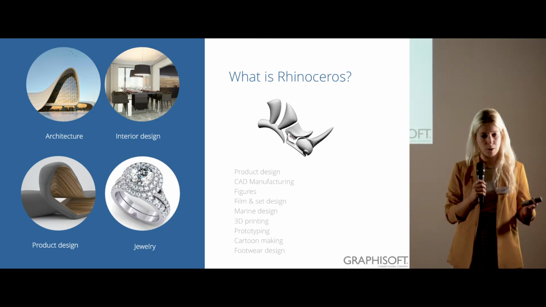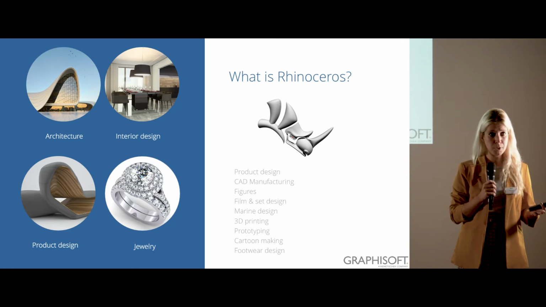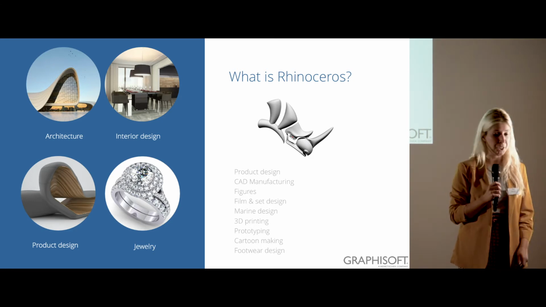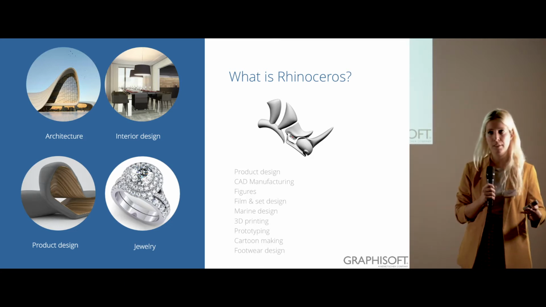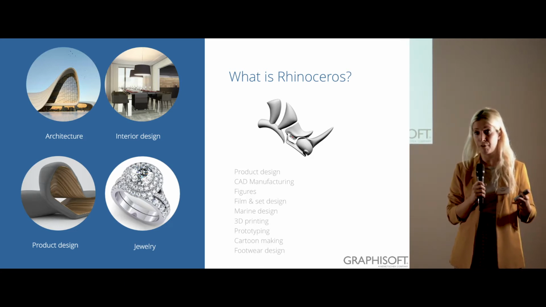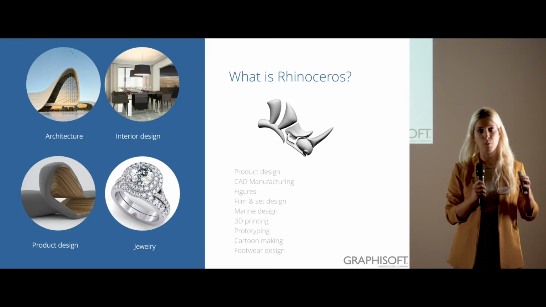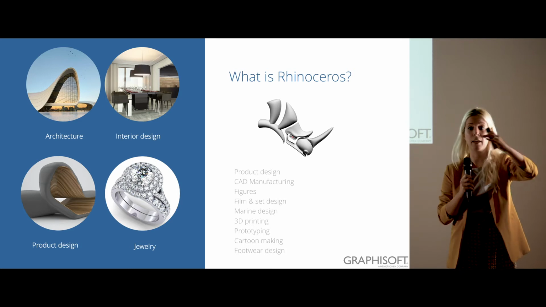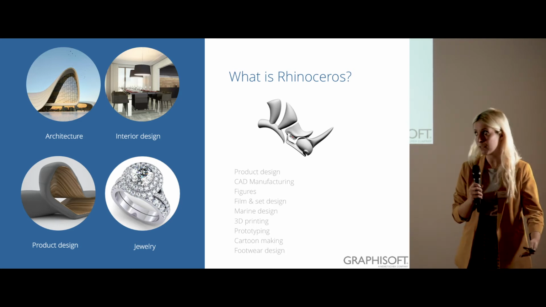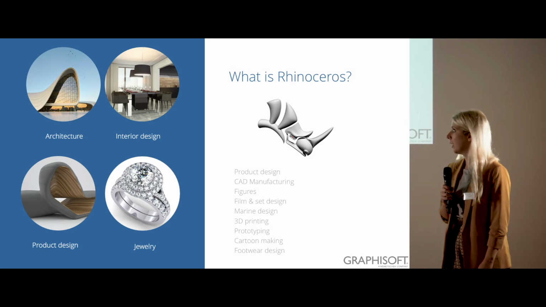And it works with what we call NURBS, so non-uniform rational B-splines, which is just a mathematical representation of curves on a computer. So when you zoom in, there's no data loss, it doesn't get faceted, it's actually the accurate version of curves and splines and surfaces as well.